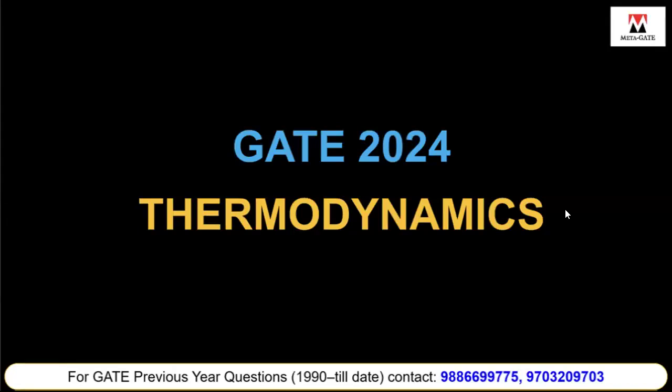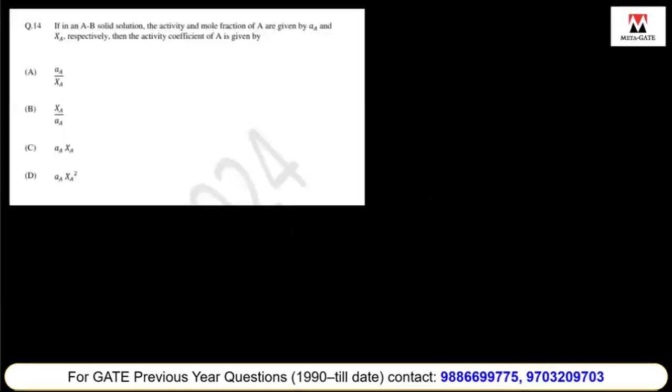GATE 2024 thermodynamic questions. In an AB solid solution, the activity and the mole fraction of A are given by aA and XA, then the activity coefficient is given by aA is equal to gamma A into XA. So activity coefficient is nothing but aA by XA.